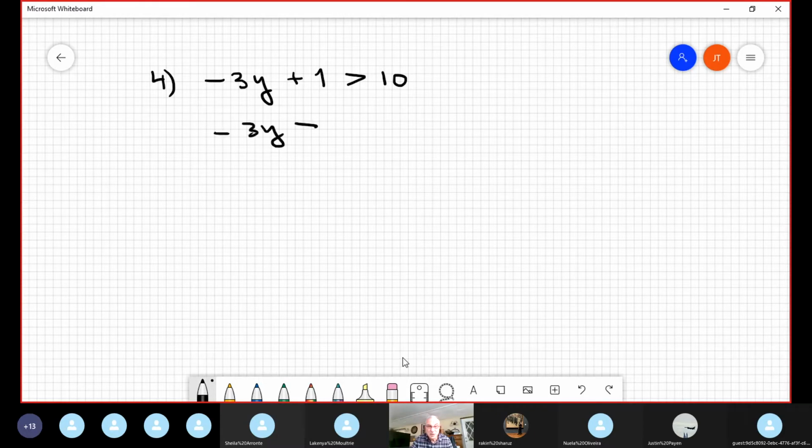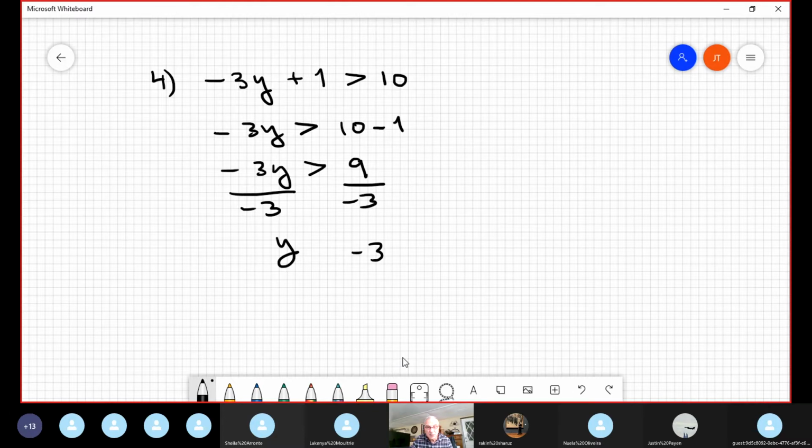Minus 3y greater than 10 minus 1. Minus 3y greater than 9. Divided by negative 3 because I need to isolate y, positive y, not negative y. Divided by negative 3, both sides, is y, and this is negative 3 because 9 divided by negative 3 is negative 3. And you have to reverse the inequality sign. This is an important detail. When you divide or multiply an inequality by a negative, you have to reverse the inequality sign. Now ready to do the graph.